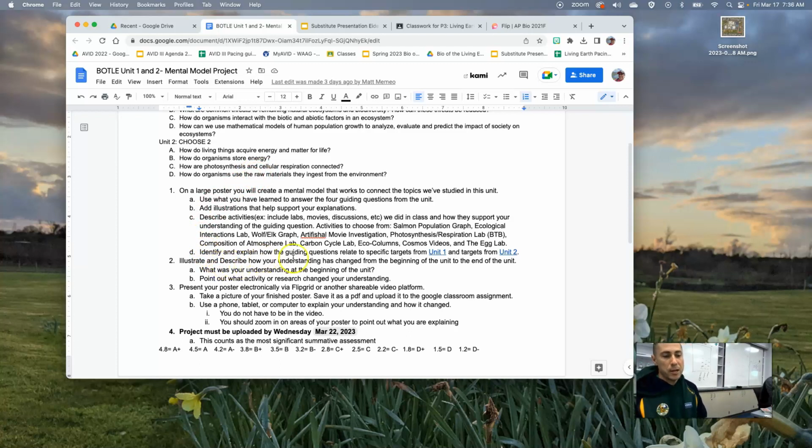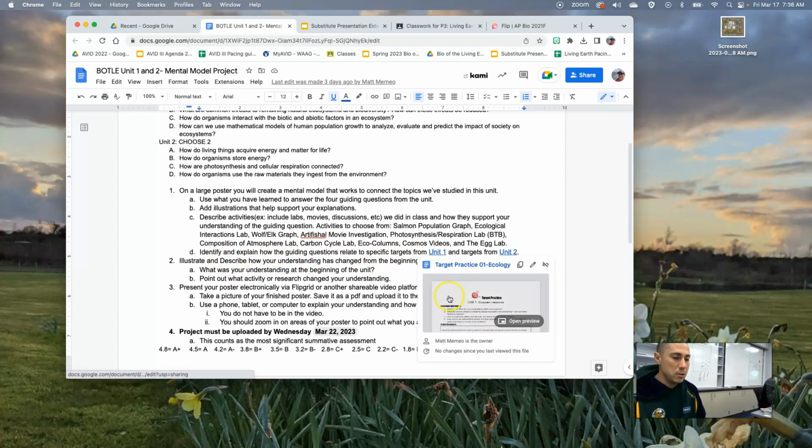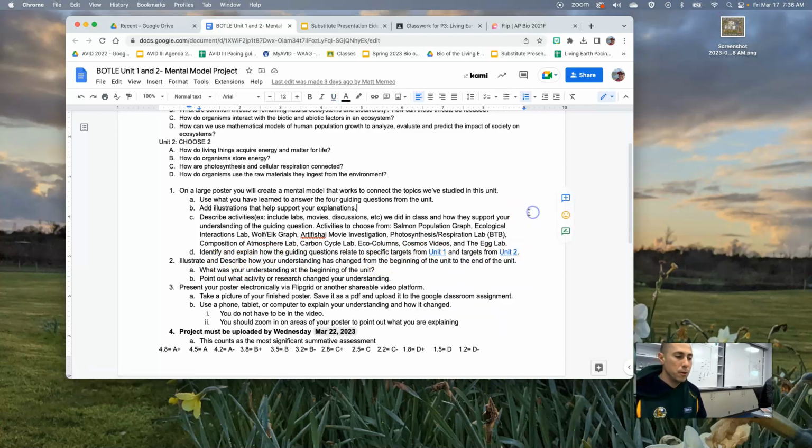Identify and explain how guiding questions relate to specific targets. So I have the two target pages linked here. You also, of course, have them in your notebooks, right? So take a look at those. Maybe take a look at which targets you know best and you can use those to help answer the questions, all right? Just make a strategy for yourself. Now, real important, I want you to illustrate. So drawing pictures, okay?